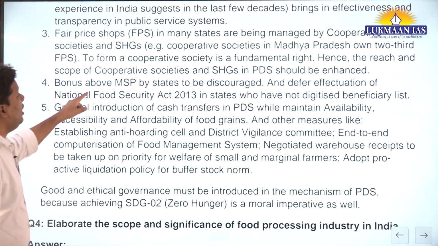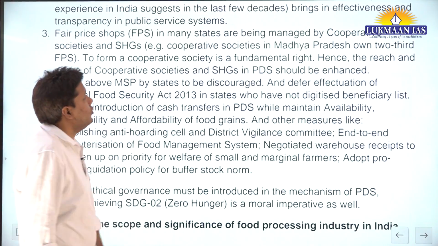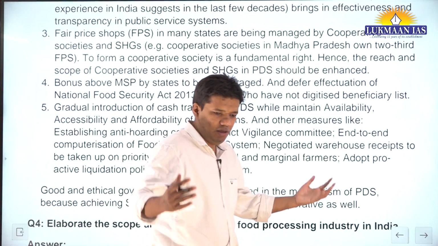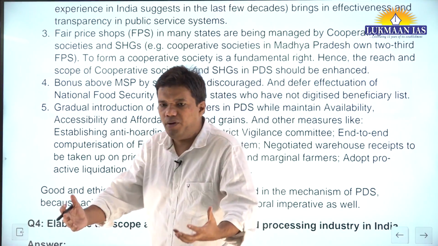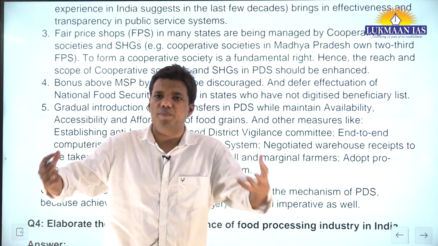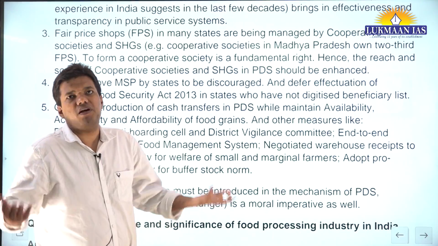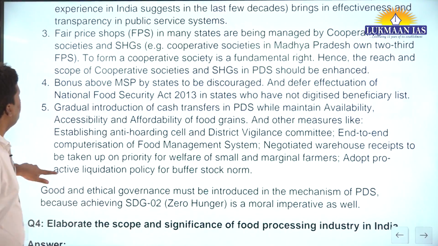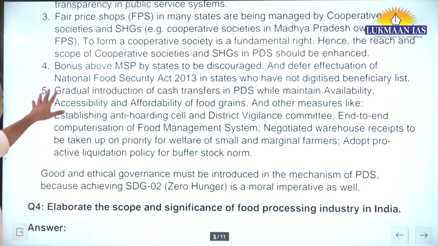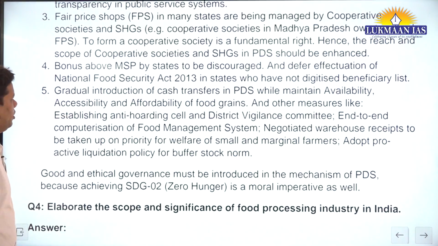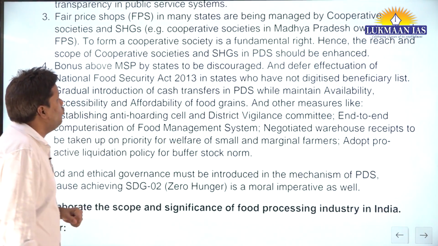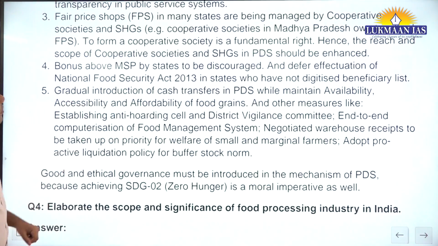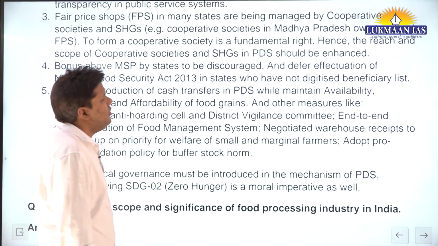Hence, the reach and scope of cooperative societies and SHGs should be enhanced. Let's say you want to make the PDS effective. If there is a high involvement of society through SHGs and cooperative societies, they themselves will become more efficient. Fine. Bonus above MSP: states sometimes provide bonus above MSP, which should be discouraged, and the effectuation of the National Food Security Act should be deferred in a state which has not described benefit.